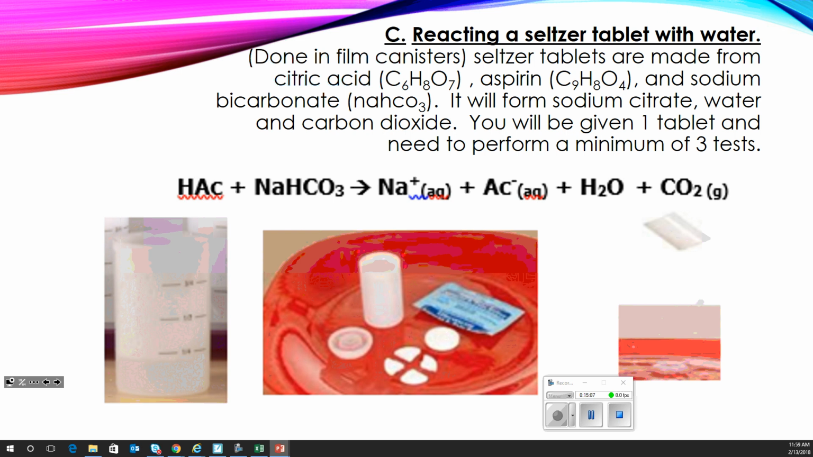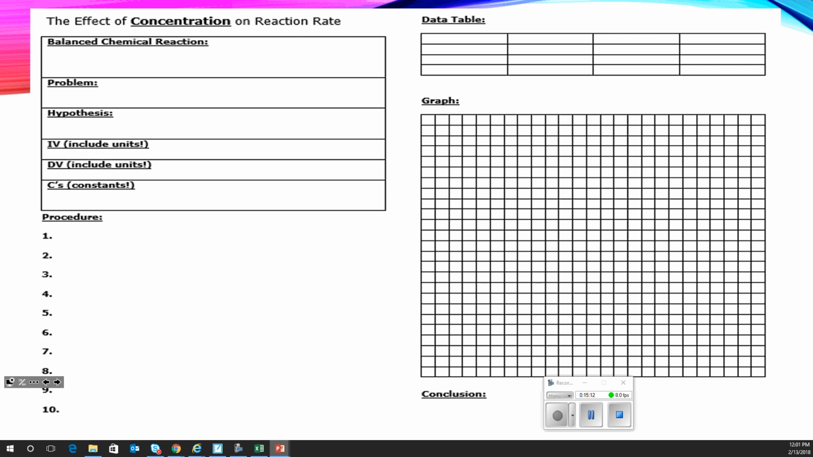Okay, so I'm going to show you this one. I'm going to turn this off. Oh, let's go back to here really quickly. You have one of these to test each of them. So go ahead and turn the page.